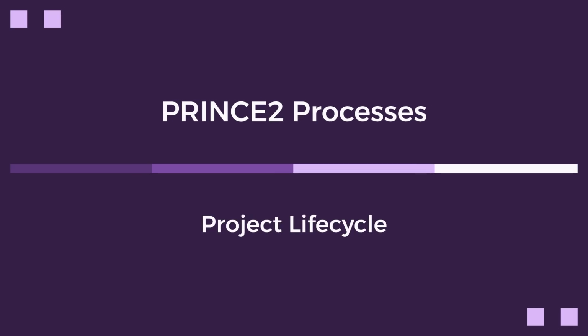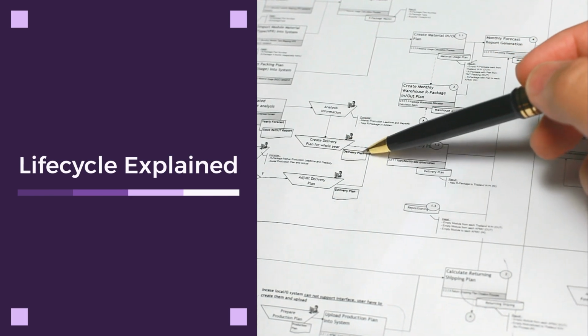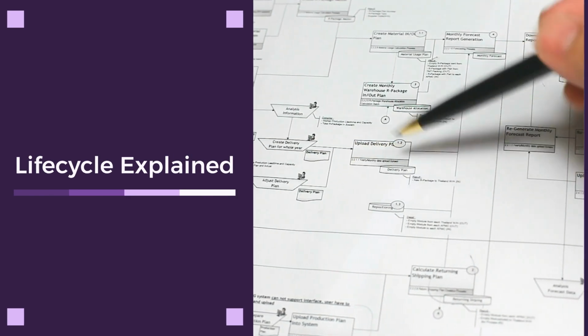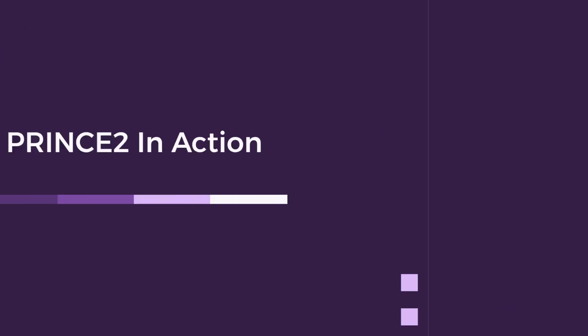PRINCE2 processes create a structured flow of actions from start to finish. These processes ensure the application of principles and themes and decision-making at each stage. Let's look at a practical example of PRINCE2 in action. Consider developing an online course and using PRINCE2 to manage it effectively.